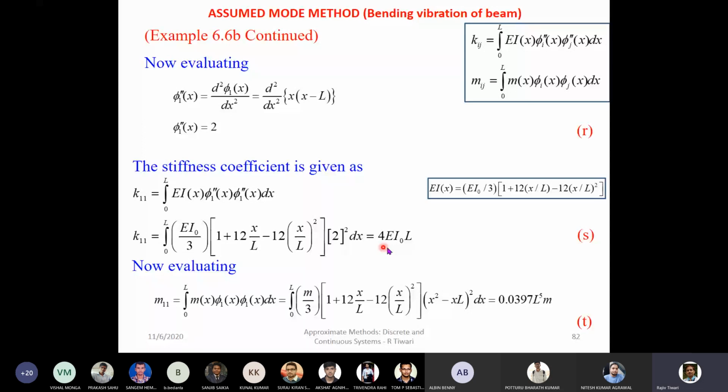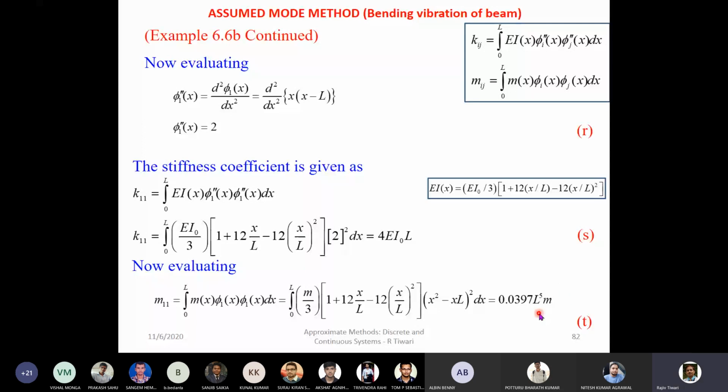Similarly, we can do the M11. Here there's no derivative, but M is having variation. So M is having this kind of variation similar to the EI, and the function which we have chosen, the admissible function, is squared, because here both the terms are the same. Now here we need to do expansion of this, then multiplication, then integration. After doing that, we will get the mass coefficient like this.